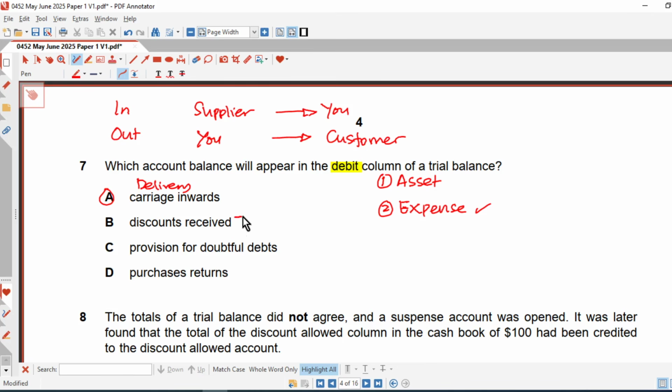Discounts received is an income. Income is on the credit side. Provision for doubtful debts is a reduction to asset, will be on the credit side. Purchaser's return is a reduction to your costs. It's going to be on the credit side.